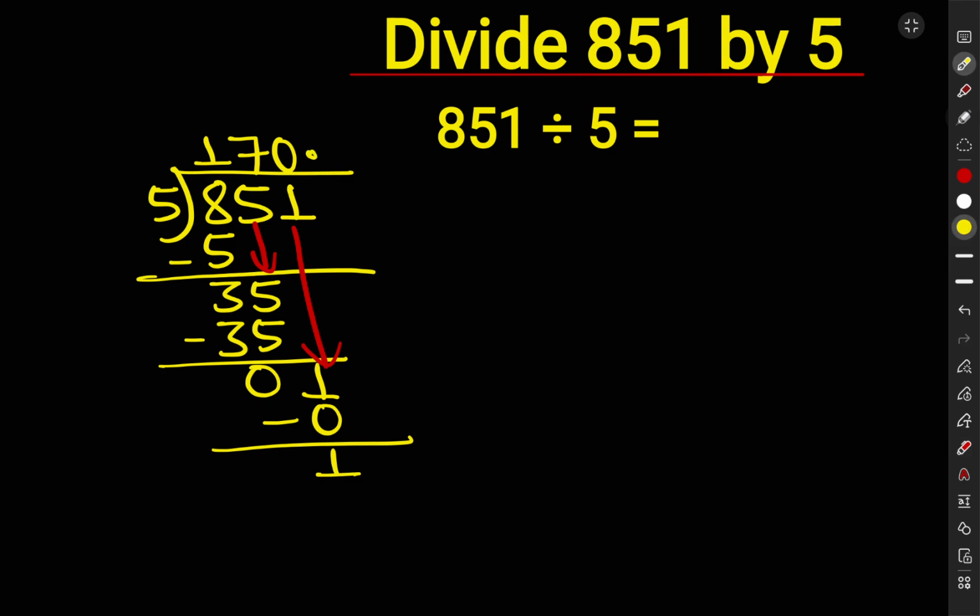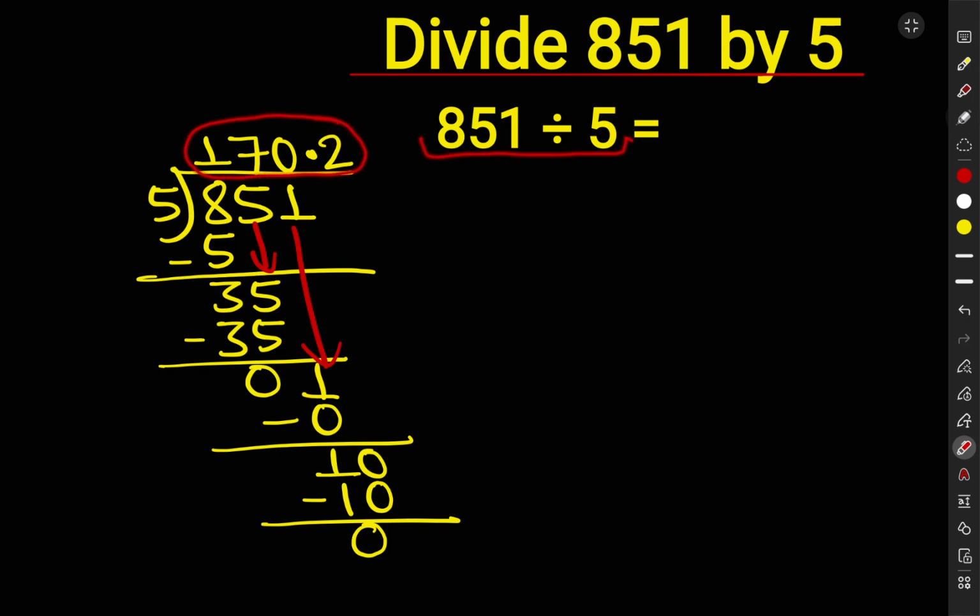So we take a decimal here so that we put 0. So it is 10 and 5 times 2 is 10. On subtracting, we get 0. So 851 divided by 5 is 170 decimal 2.